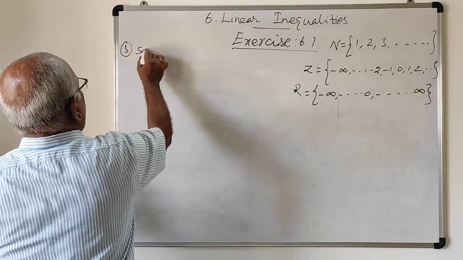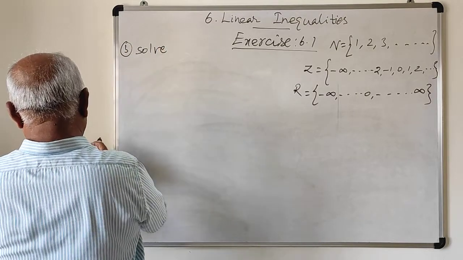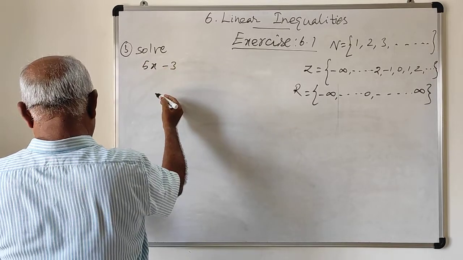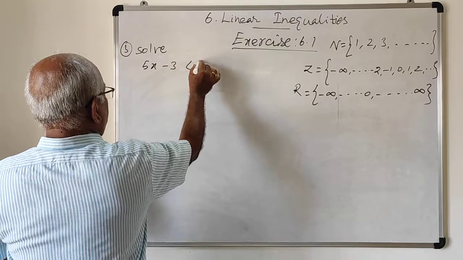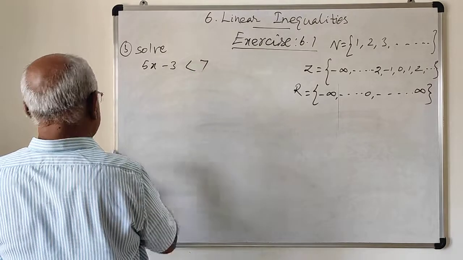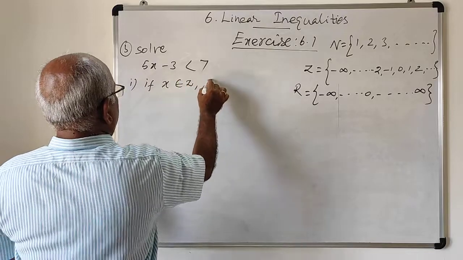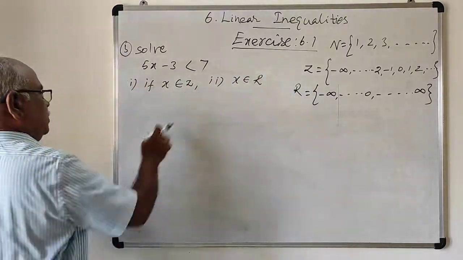Problem 3, solve 5x minus 3 is less than 7. In this case, we consider the solution if x belongs to Z and if x belongs to real numbers, for these two sets.